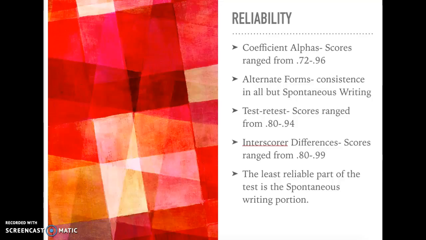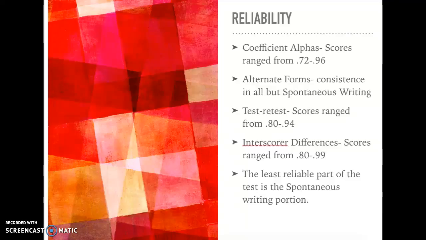According to the examiner's manual, the TOWL-4's reliability was calculated using several different methods: coefficient alpha, alternate form, test-retest, and interscorer difference. Coefficient alpha values are provided for each subtest for all different ages and grades. The reliability scores range from 0.72 to 0.96.